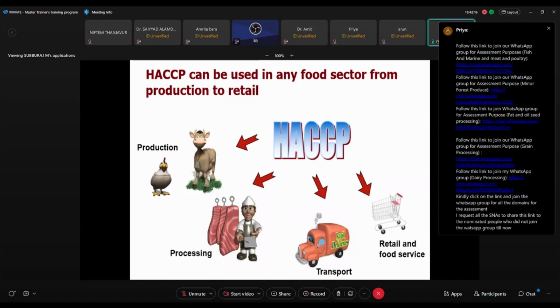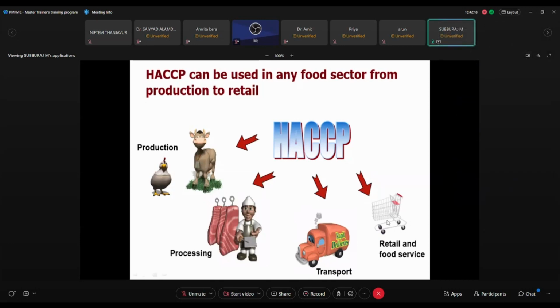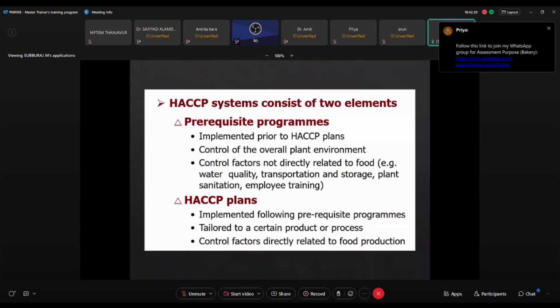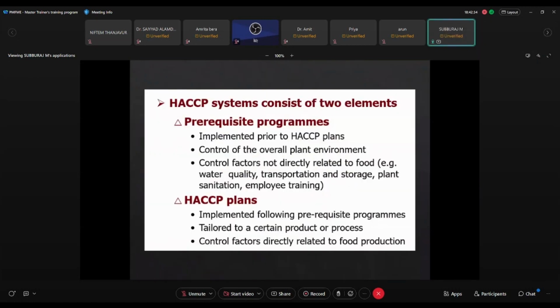HACCP is applicable for all food production chains, whether it be production, processing, transportation, or retail and food services. So HACCP can be applied for any industry. The HACCP has two elements involved: the first is the pre-requisite program, and the other is the HACCP plan.